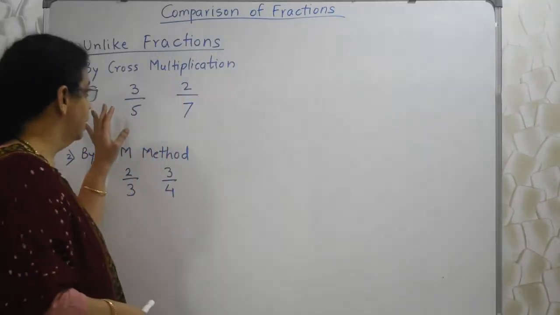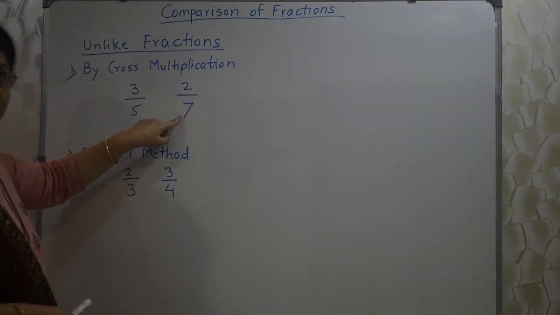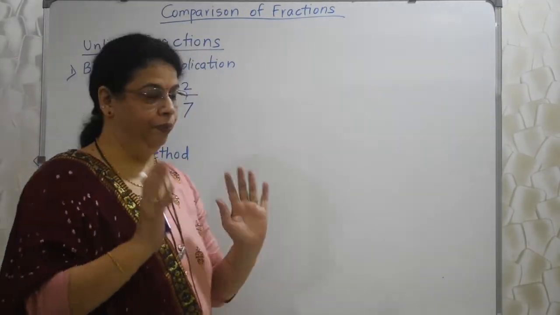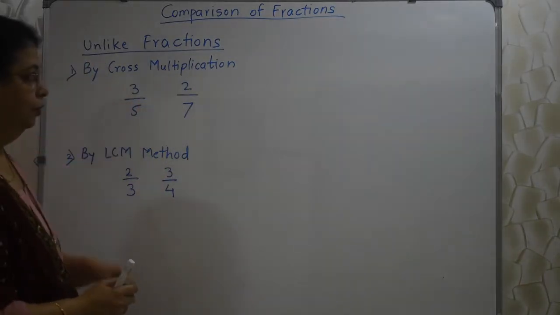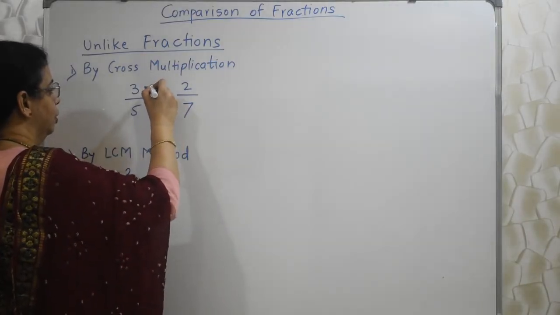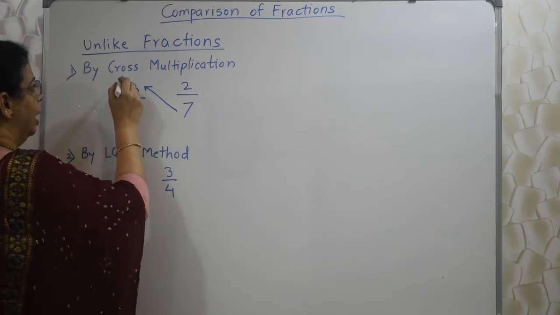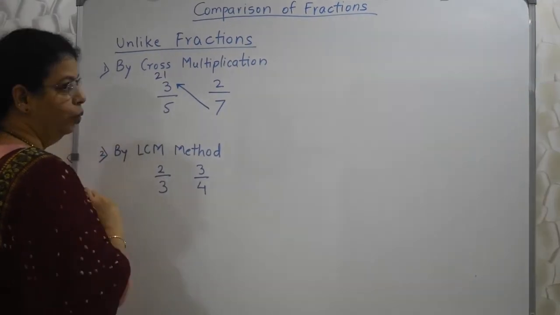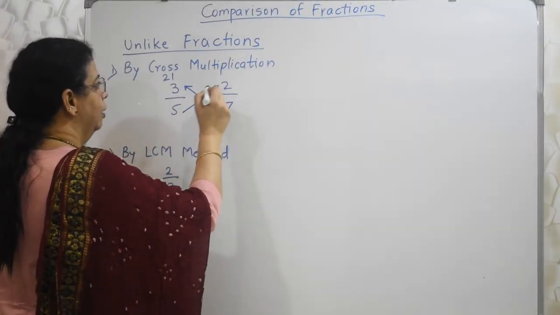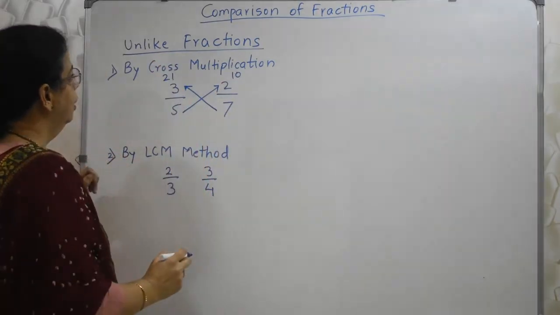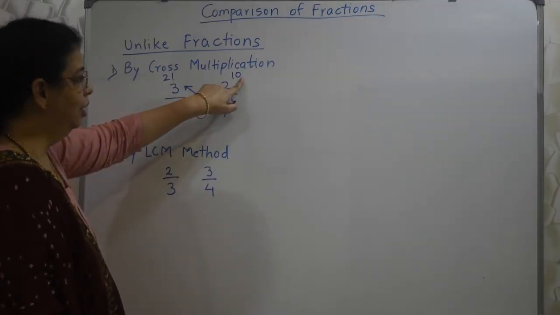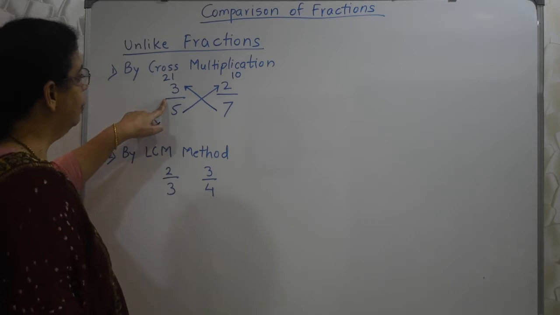Suppose 3 upon 5 is given, 2 upon 7 is given. They have told us to find out which one is smaller, which one is bigger. By cross multiplication, what will we do? We will multiply 7 with 3 and write the multiplication here, 21. 5 will multiply with this 2 and write the answer here, 10. Now children, 21 is bigger than 10, isn't it? So this one is bigger than this.